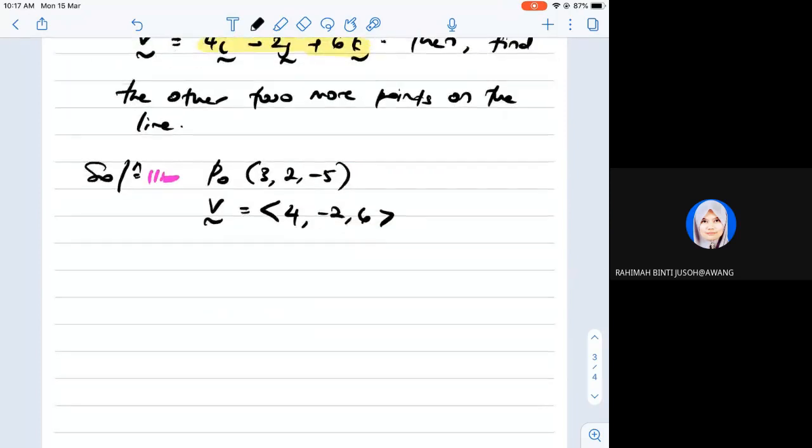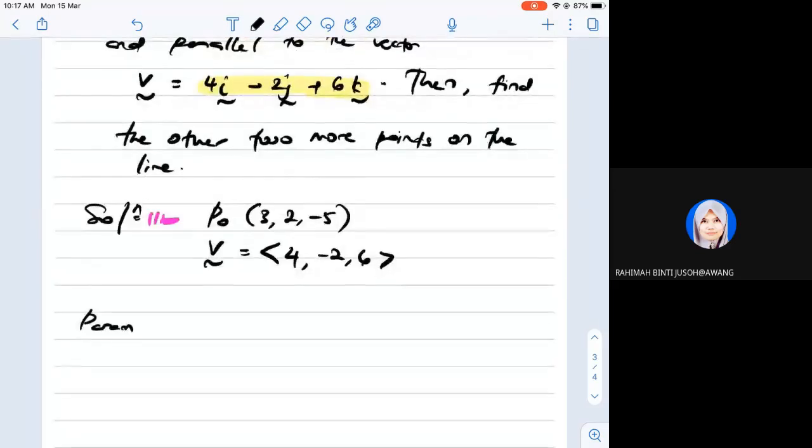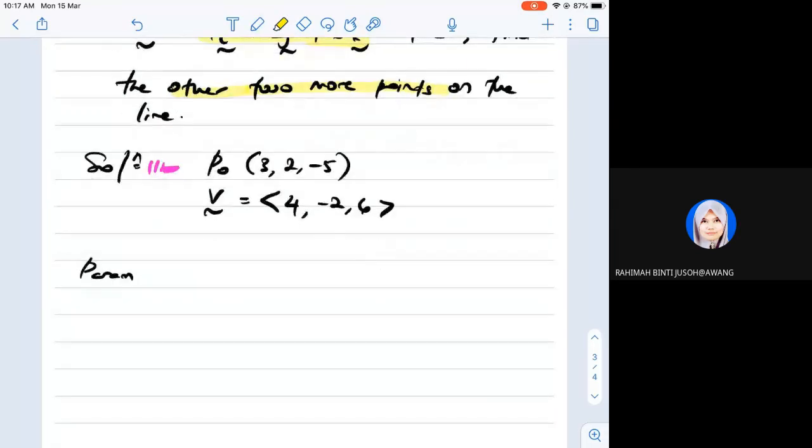Okay guys, right now, let's say we start with the parametric equation. We take both, because the next question requires you to find the other two more points. You need to find the other two more points. So it will be easier if we have the parametric equation. Now, I want both the parametric equation and the symmetric equation.